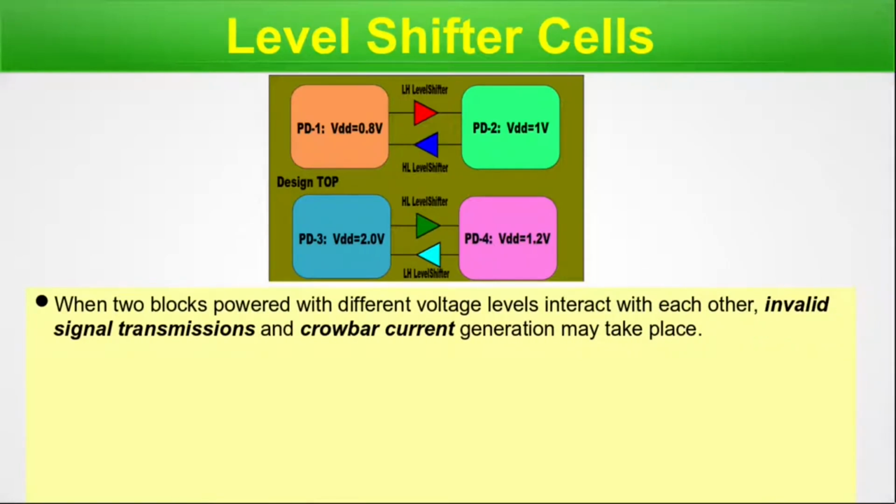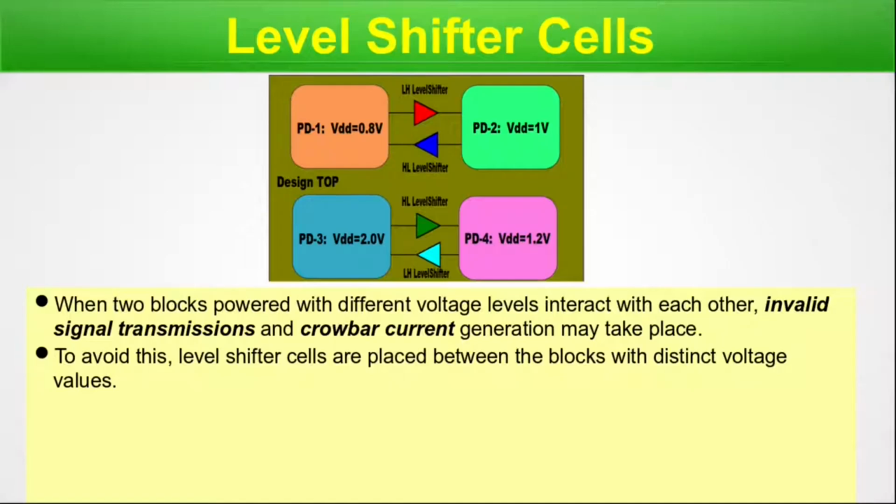When two blocks powered with different voltage levels interact with each other, invalid signal transmission and crowbar current generation may take place. So that is what we just discussed. And to avoid this, level shifter cells are placed between the blocks with distinct voltage values. Now, distinct voltage values means it could not be random. For this particular level shifter, the to and fro VDD must be clearly defined.